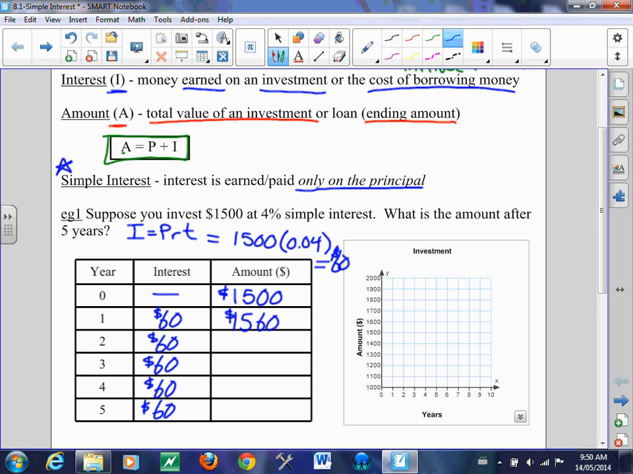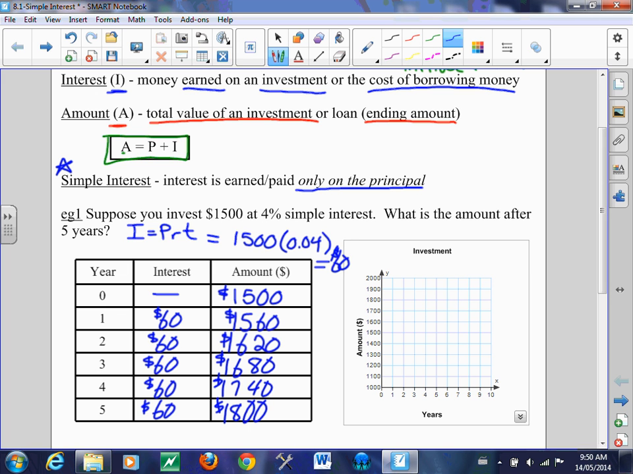So at the end of year 1, we have 1,560. Year 2, we add $60 more on, so we have 1,620. Again, you plug it in your calculator and you just keep adding 60. The next year, you have 1,680. Next year you've got 1,740. And the next year you have 1,800.